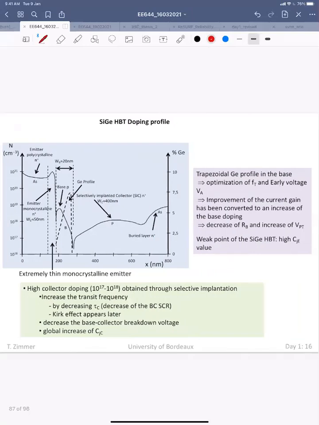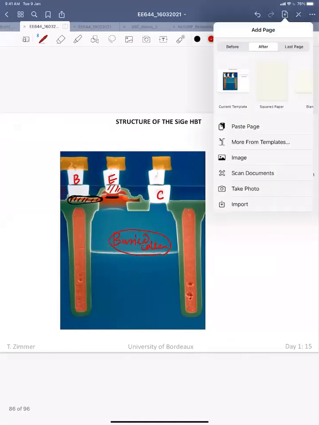Okay, and if you look at the doping profile, it's very interesting. But before going there, let me put something. Let's say I have my emitter, base, and collector. Once we talked about uniform doping. Let's say base is doped like this, right?